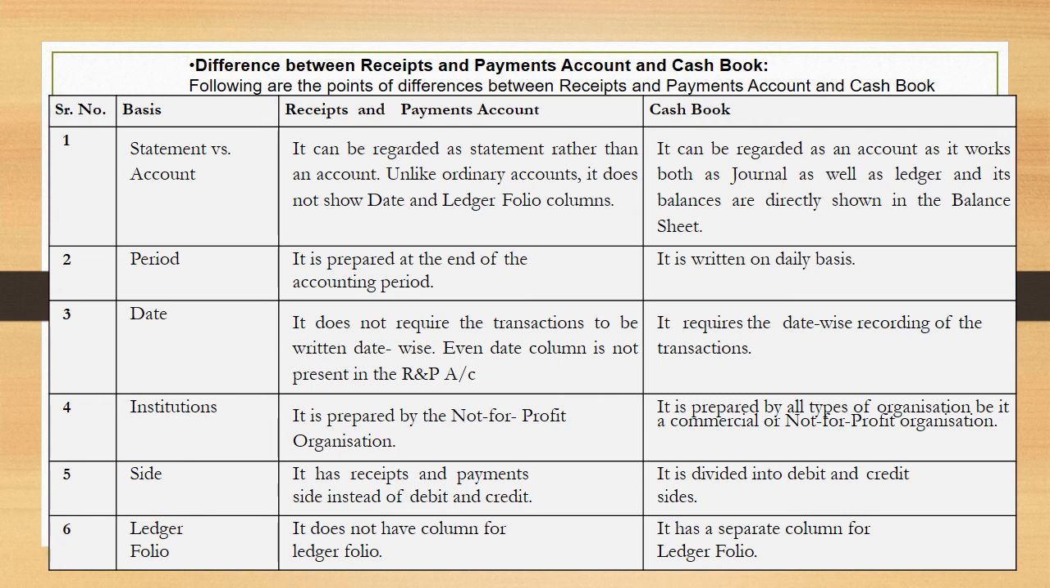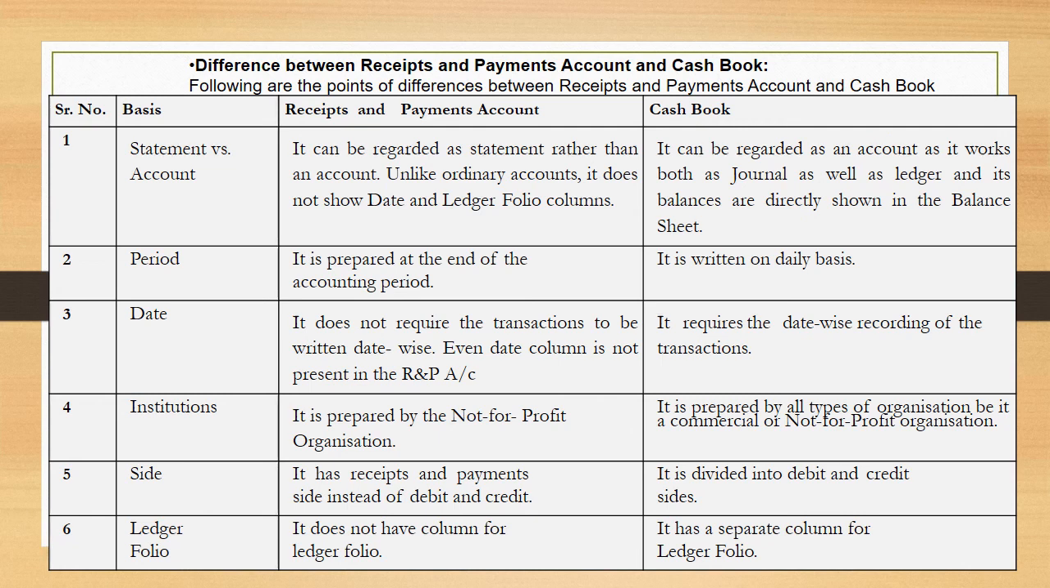Second, period. Receipt and payment account is prepared at the end of the period, whereas cash book is prepared on daily basis. Next difference is date. In receipt and payment account, no separate column is given for date, whereas in cash book, separate columns are given for writing dates on both sides, debit side or credit side.